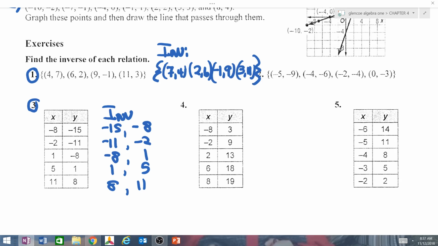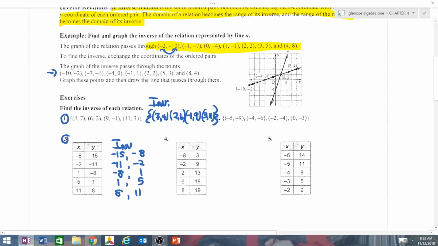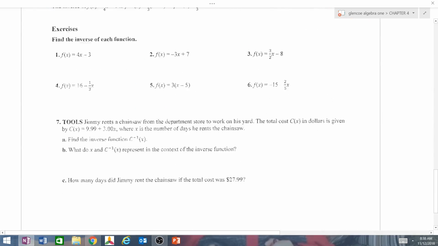So basically the inverse of number 1, again you're switching the x and y, would be (7, 4), (2, 6), (-1, 9), (3, 11). Does anybody have a question? And the inverse on number 3 would be (-15, -8), (-11, -2), (-8, 1), (1, 5), (8, 11). Are there any questions?